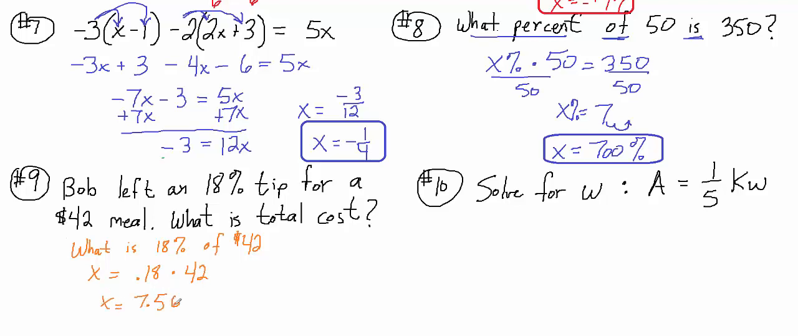It comes up to be $7.56. Now be careful not to mark that as the answer though, because they asked us to find the total cost, which is going to be the meal plus the tip. So it's going to be $42 plus the tip, which is $7.56. So the final answer will be $49.56. Woo! That's expensive. Hope he took a lot of people. Okay. Excellent. Done with that one.